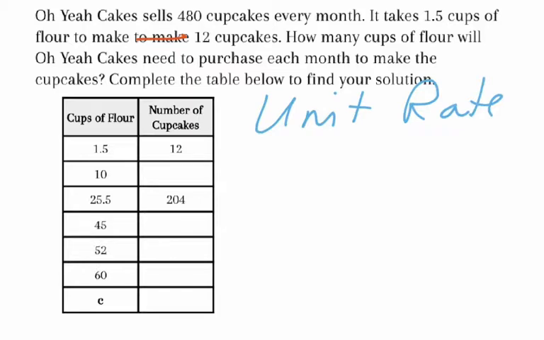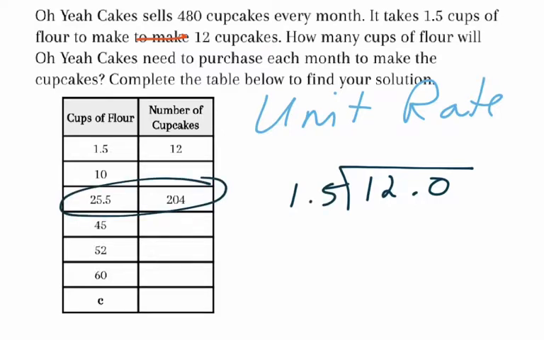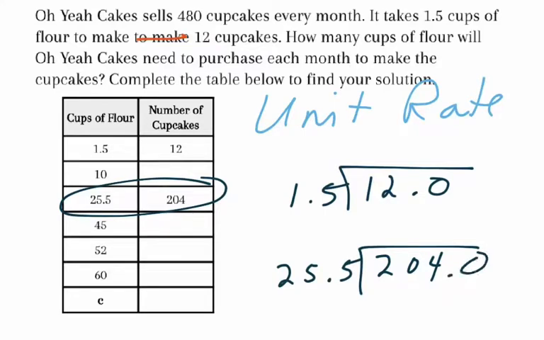So here we have more information because they gave us some here, they gave us some here. So we could use either of these. We could say number of cupcakes, 12, and we could divide that by 1.5 and we could get the unit rate. You could also do this one. You could say, hey, number of cupcakes, 204, and we could divide that by 25.5, which would be kind of long on paper, but can be done. And these would both help us get the unit rate.